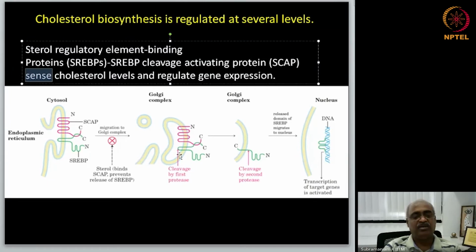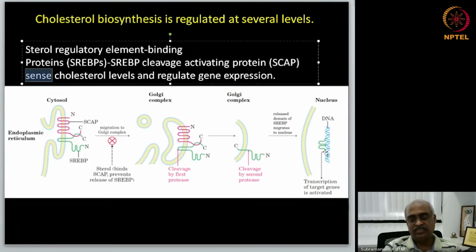On the Golgi, this SREBP undergoes two proteolytic cleavages, shown by these arrows, releasing the N-terminal peptide, which is what is biologically active.